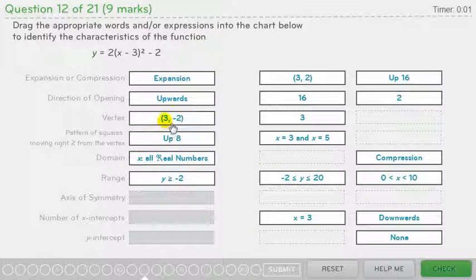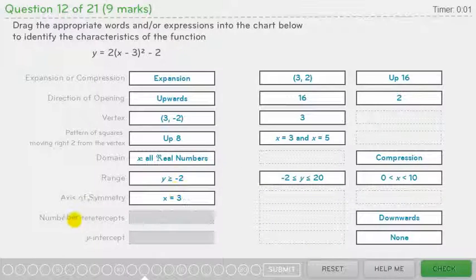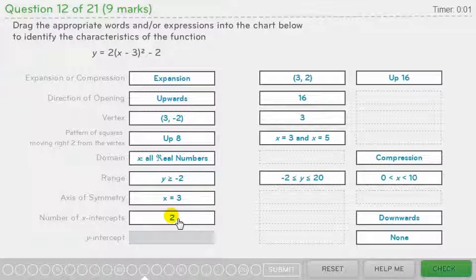Taking a look at our vertex at (3, -2), we can determine the axis of symmetry. The axis of symmetry is always x equals whatever the x-coordinate is, so we will have x equals 3. The number of x-intercepts. Because our vertex has gone over 3 and then down 2 units, and it's opening upwards, we know that it's going to have to cross the x-axis twice, so therefore there must be 2 x-intercepts.